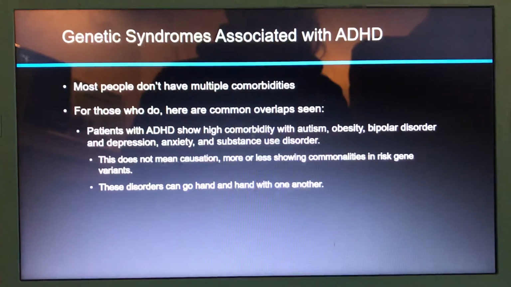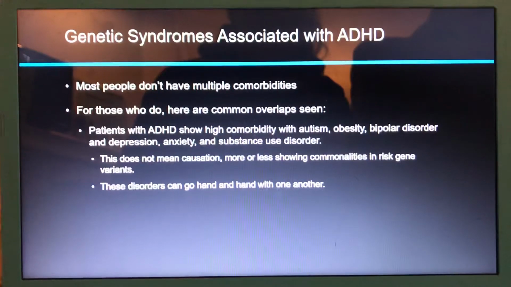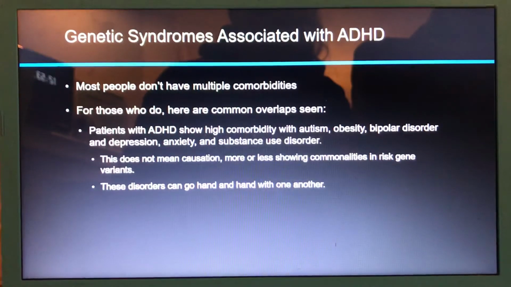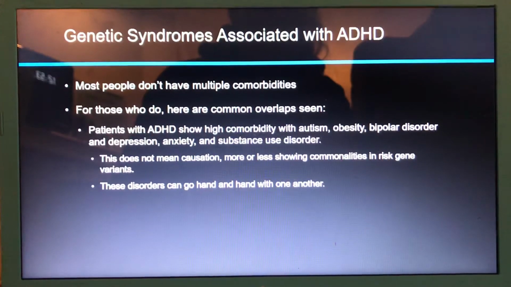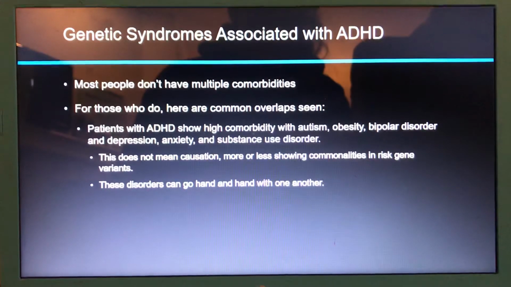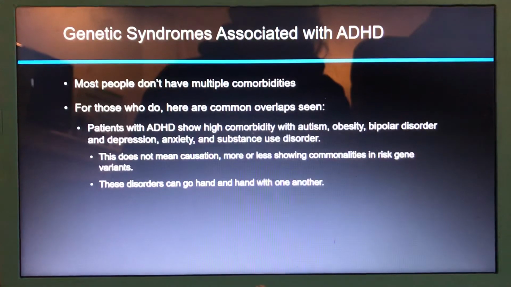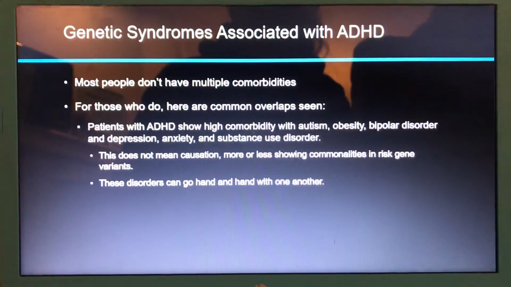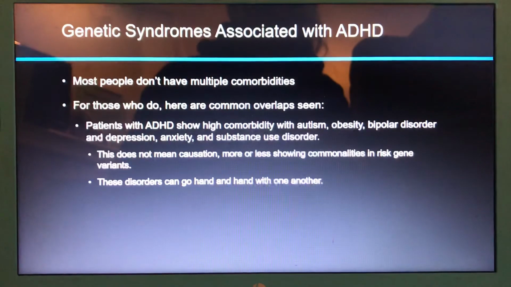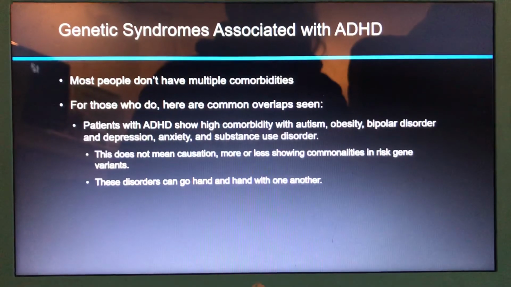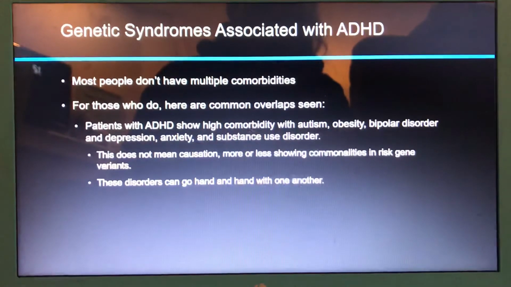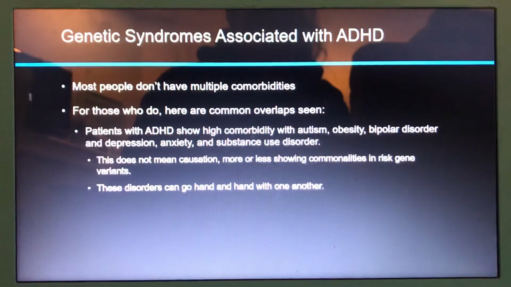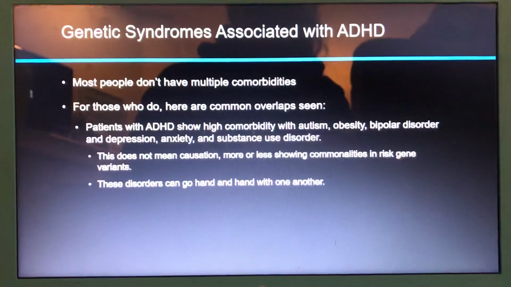Some genetic syndromes that are associated with ADHD. I thought this was a very interesting topic when I was researching this condition. More often than not, most people don't have multiple comorbidities in relation to ADHD, but for those who do, some of the most common other conditions seen with ADHD include autism, that's one of the main ones, obesity, bipolar disorder, depression, anxiety, and substance abuse disorder.